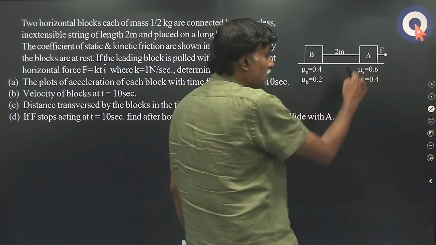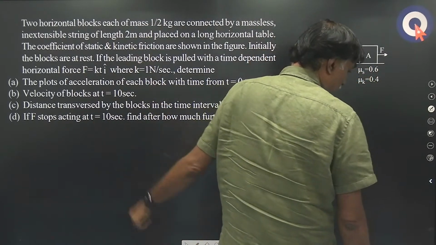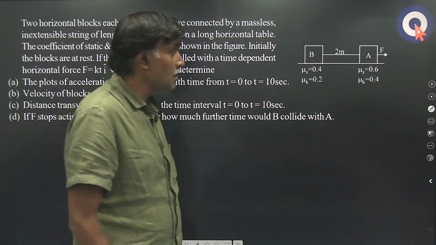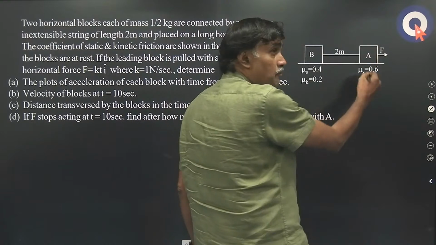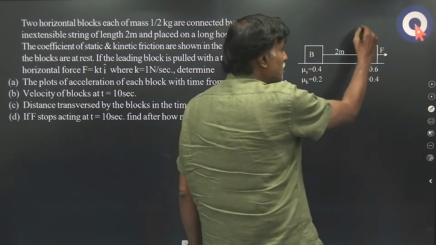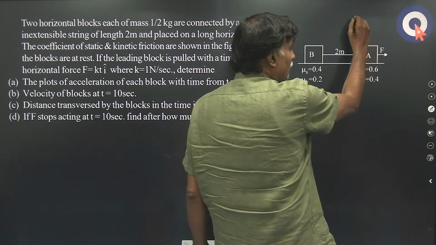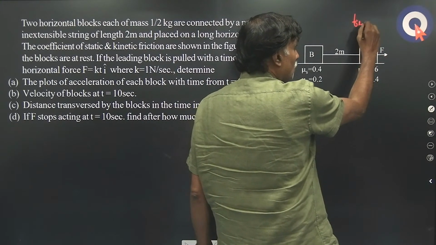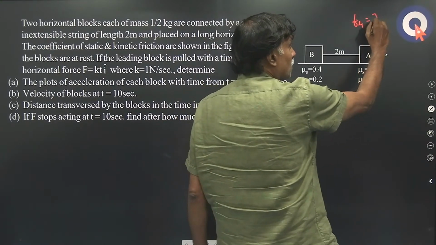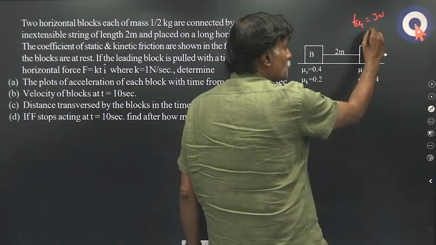So what is limiting friction here? What is the mass of each block? Half kg. Mass of each block is half kg. Means what is the normal force? 5 Newton. Here 5 Newton, here also 5 Newton. So what is the limiting friction between the first block and the ground? Limiting friction is 5 into 0.6, that is 3 Newton, and kinetic friction is 2 Newton.